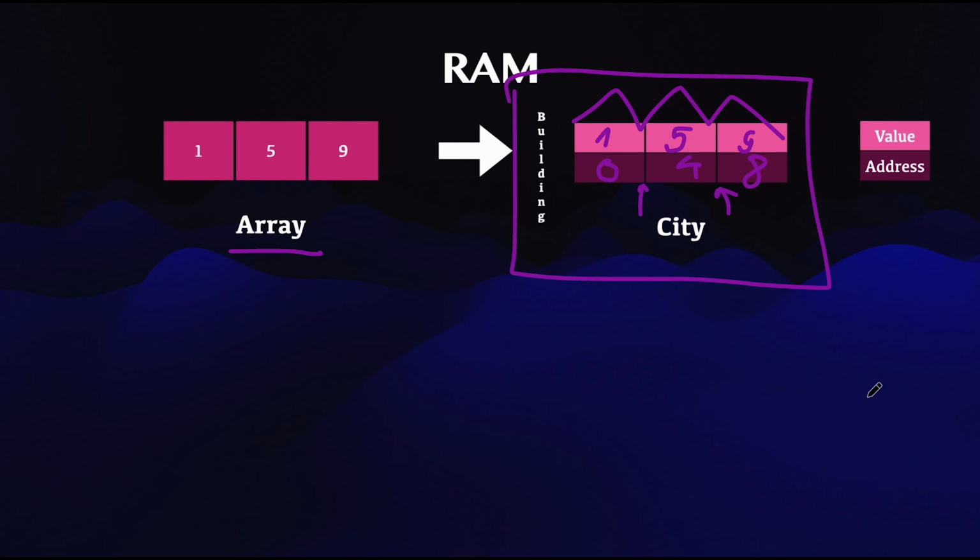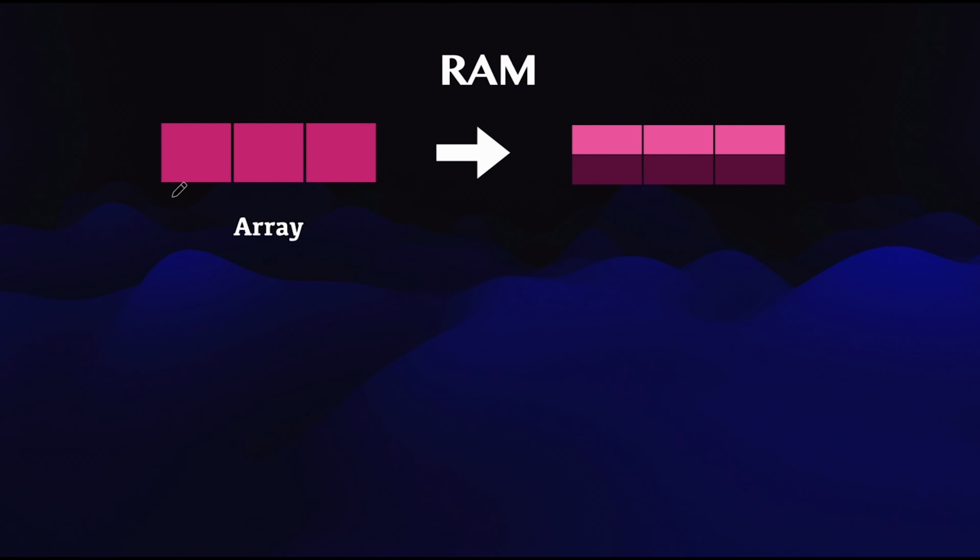You can ask why the address isn't 0, 1, 2, but is actually 0, 4, 8. But if you go back to the beginning of the video, you'll remember that we represent an integer not by 1 byte, but by 4 bytes. So we need to increment our address by 4: 0, 4, 8. But what about characters?